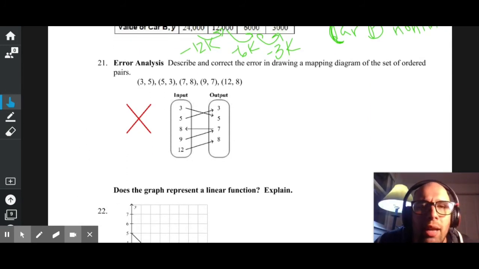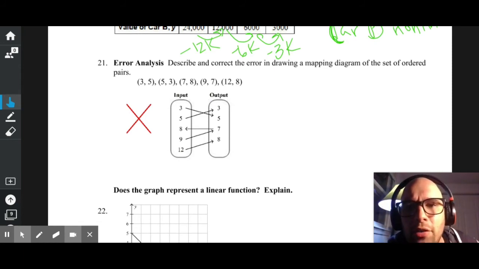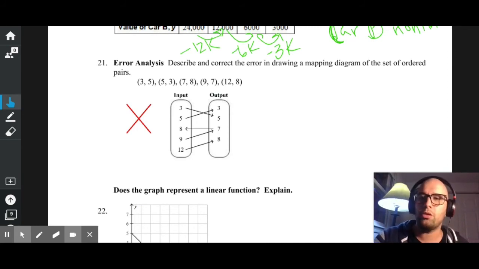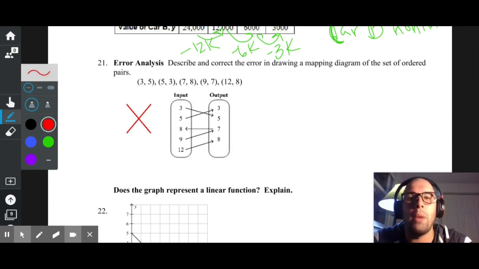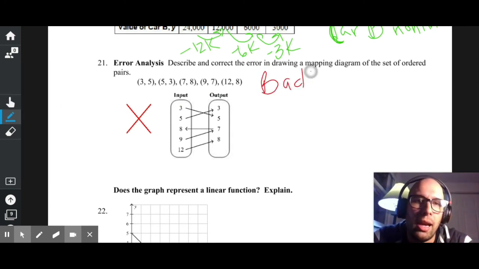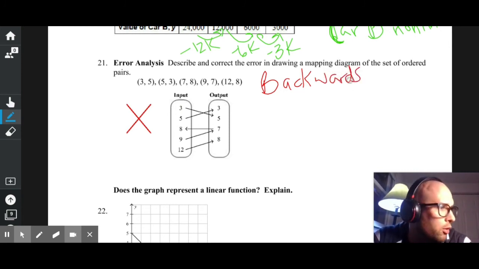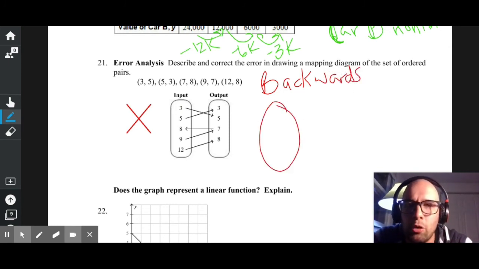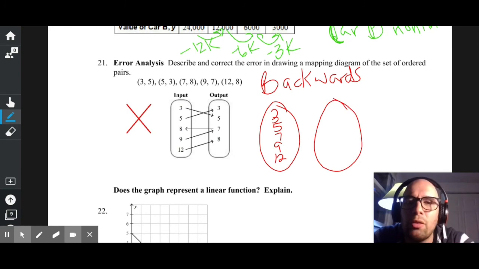21. Describe and correct the error in drawing a mapping diagram of the set of ordered pairs. So 3, 5, 7. Oh, it's backwards. Is that all it is? Just backwards? Well, describe the error. Is it backwards? So let's actually put it in the correct order. So my input is supposed to be 3, 5, 7, 9, 12 in that order. My output is supposed to be 5, 3, 8, 7, 8, but not in that order. So let me put it in order. 3, 5, 7, 8.